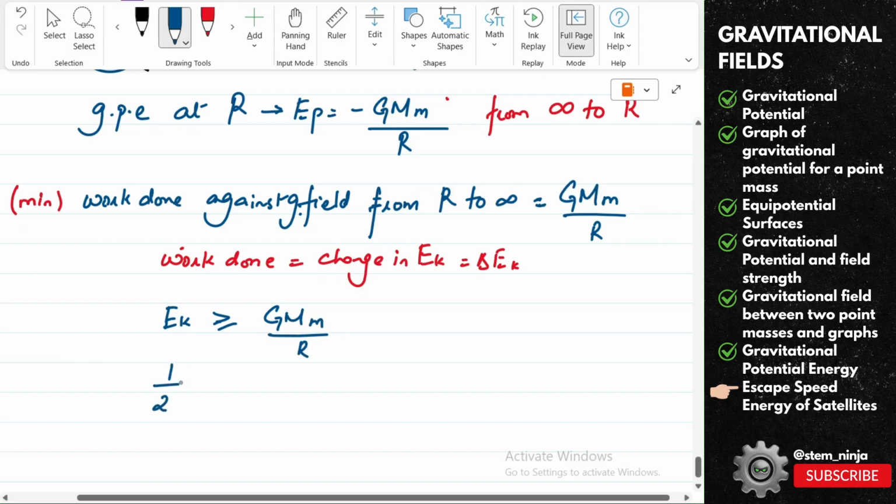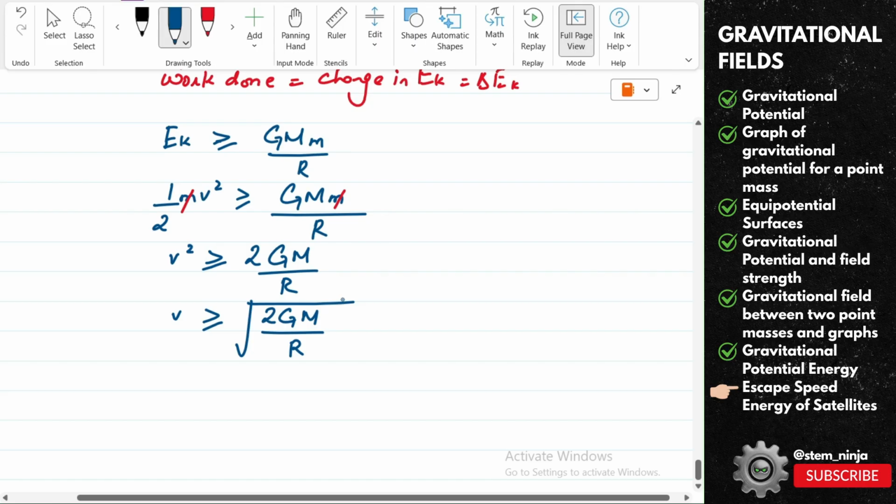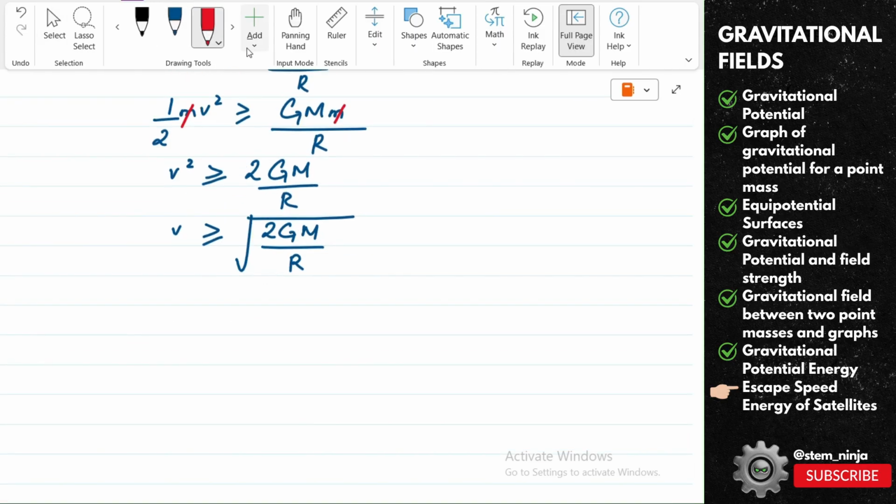So your half mv squared needs to be greater than this value. When we simplify a little bit, our launch velocity needs to be greater than the square root of 2GM over r. This means that the velocity should be at least this value. And notice that it doesn't depend on the mass of the launching body. It's related to the mass of the planet and the radius of the planet.